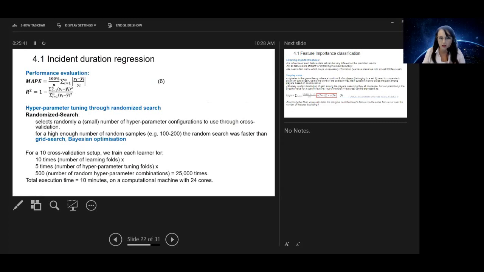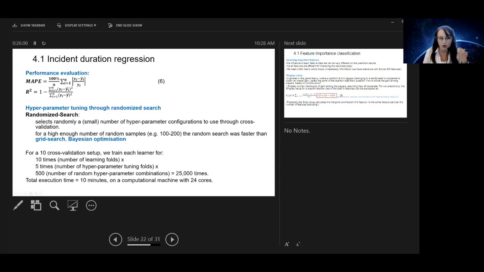We basically just select a small number of hyperparameter configurations to use for the validation. And we had, I think, somewhere between 100 and 200 random samples. So in our case, the random search, for example, was better than grid search. So this is the 10-fold cross-validation setup.